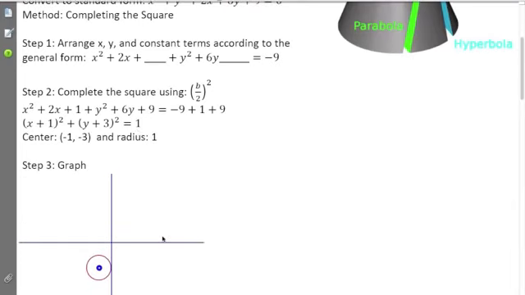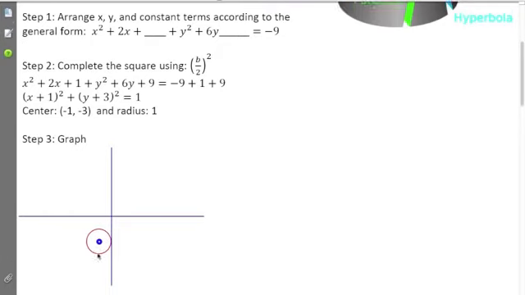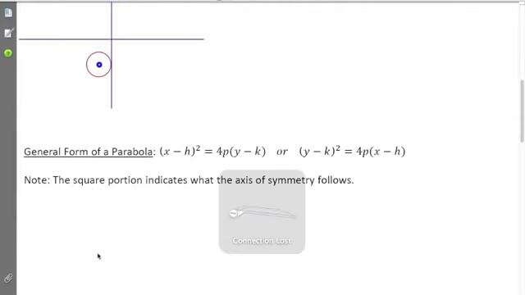We can go down and graph this. I wasn't super detailed, but you get the idea. My center is at (-1, -3), which is here. The radius is obviously just 1, so it goes all the way back to the x-axis, and it goes all the way around. Not a whole lot to discuss with a circle. I think that's probably one of the easier problems. And so we're going to look now at a parabola.